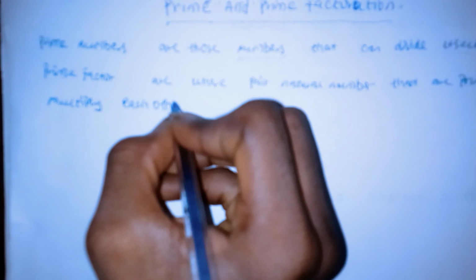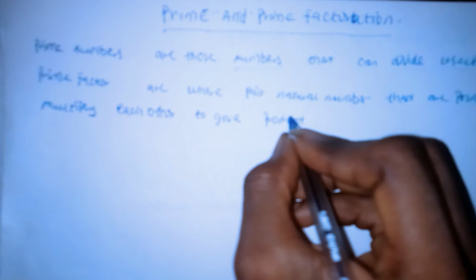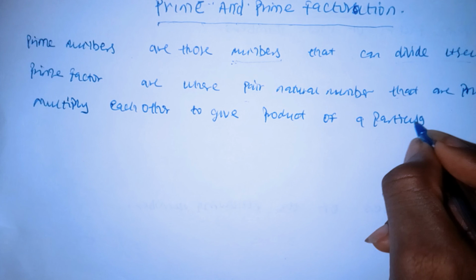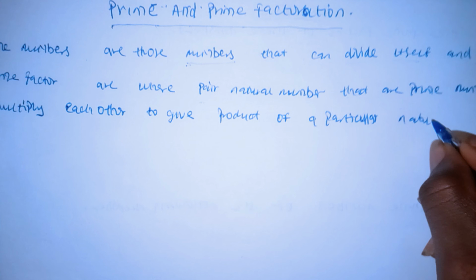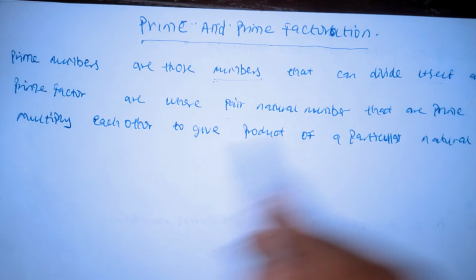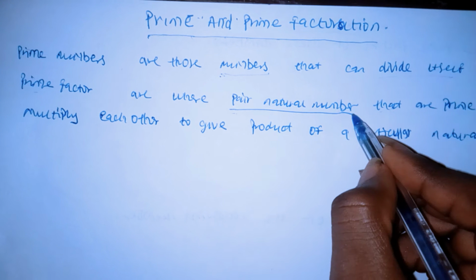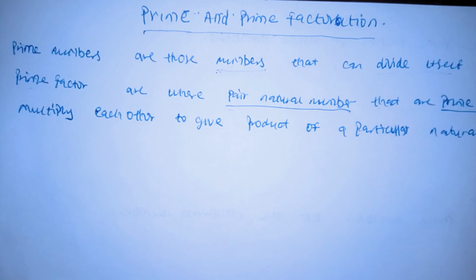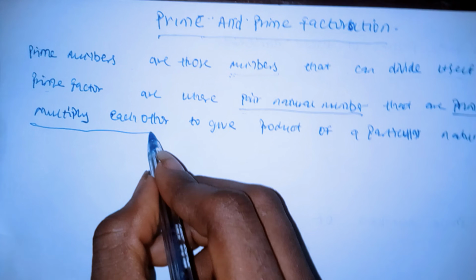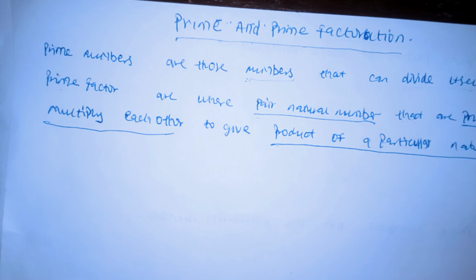What do they do after multiplying each other? To give a product of a particular natural number. So from here you know that a prime factor is a pair of natural numbers, the first condition, and they are going to be prime numbers, the second condition. Third, they multiply each other. The last one, it gives the product of a particular number.